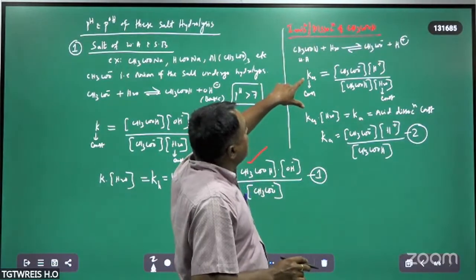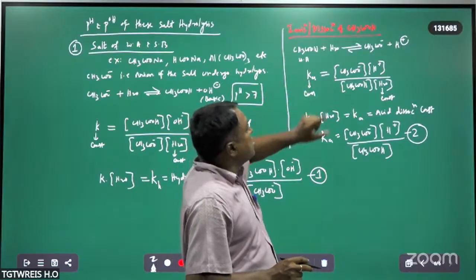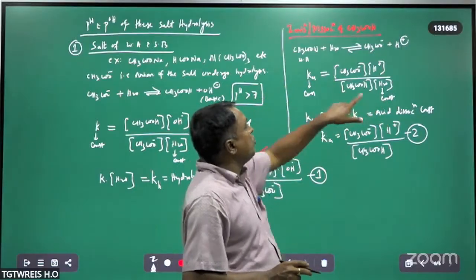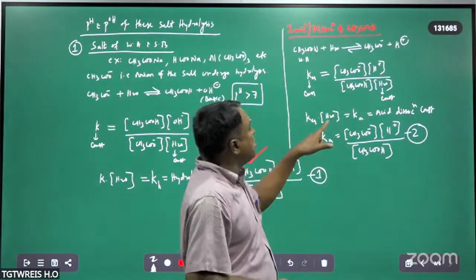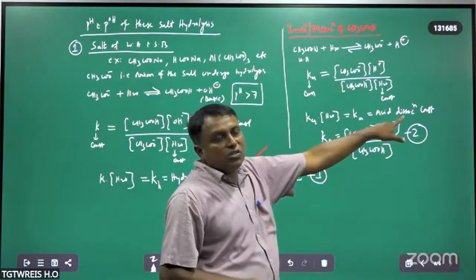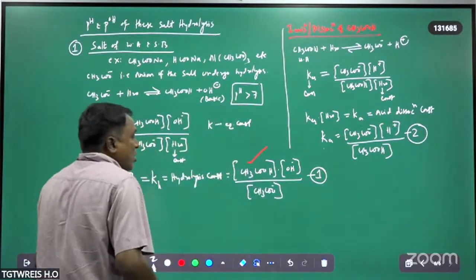So now by applying equilibria, K equilibria is equal to this one. This is constant at constant temperature. This is also already constant. So constant into constant, another constant, that is the acid dissociation constant. That acid dissociation constant is equal to this one. This is equation number 2.